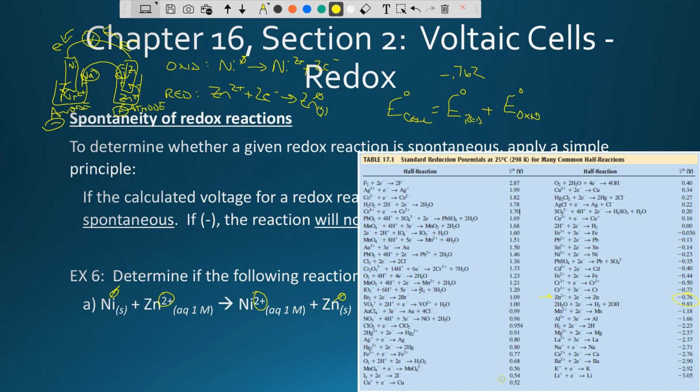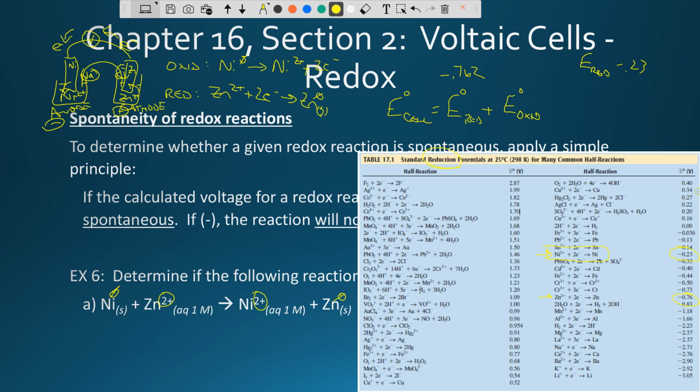So let's find that guy along the way. Here's my nickel. And notice, right here. Here's my nickel. Now notice it's a negative 0.23. However, notice that the reaction is backwards, isn't it? It's being oxidized, and this is my reduction table. And so it is typically the energy of reduction was a negative 0.23.